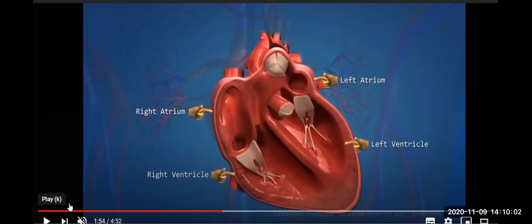Sometimes you might be confused whether the atrium is above or the ventricle. So just think like this: A comes first or V comes first? A comes first, so the atrium is above the ventricles. A for atrium, A for above, as simple as that. Now this is the representation: we have right atrium, left atrium, right ventricle, left ventricle.